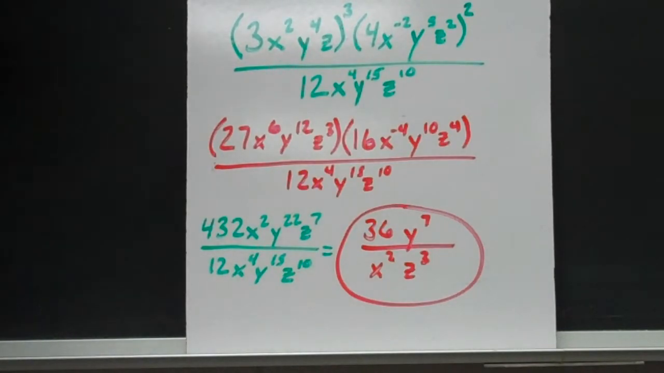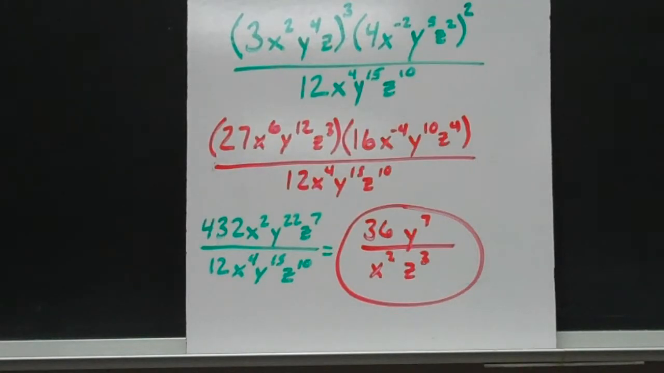In the next parentheses, we have 4 squared, 16. Negative 2 times 2 gives us x to the negative 4th. 5 times 2 gives us y to the 10th. And 2 times 2 gives us z to the 4th. The denominator stays the same.